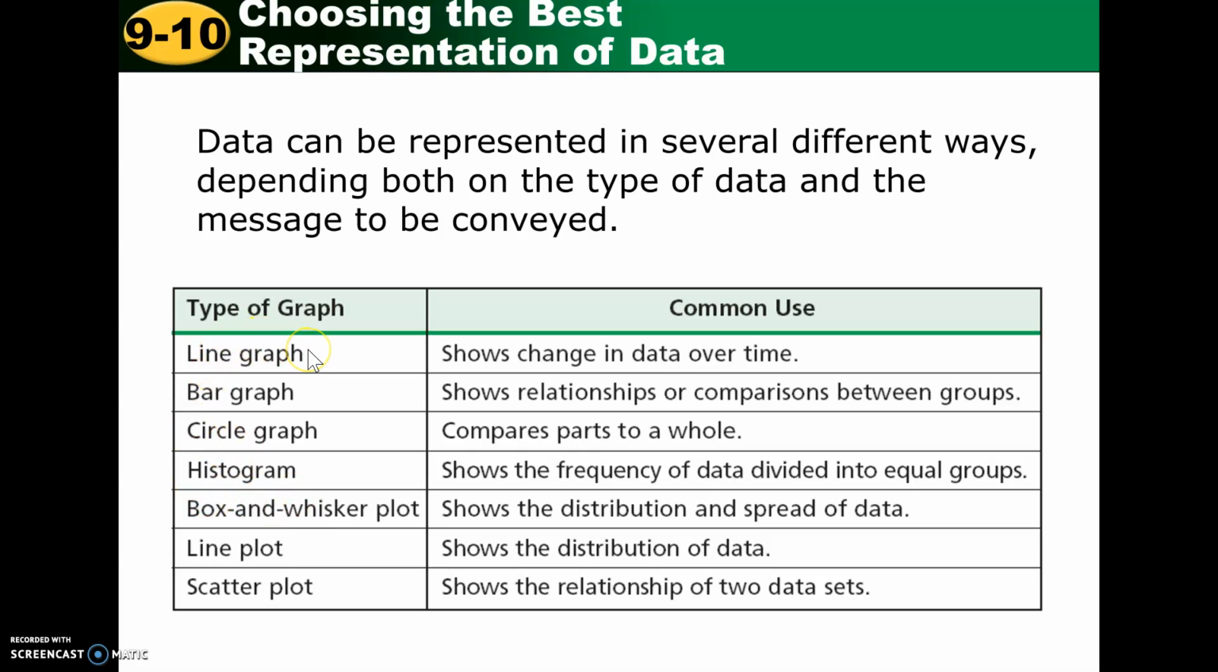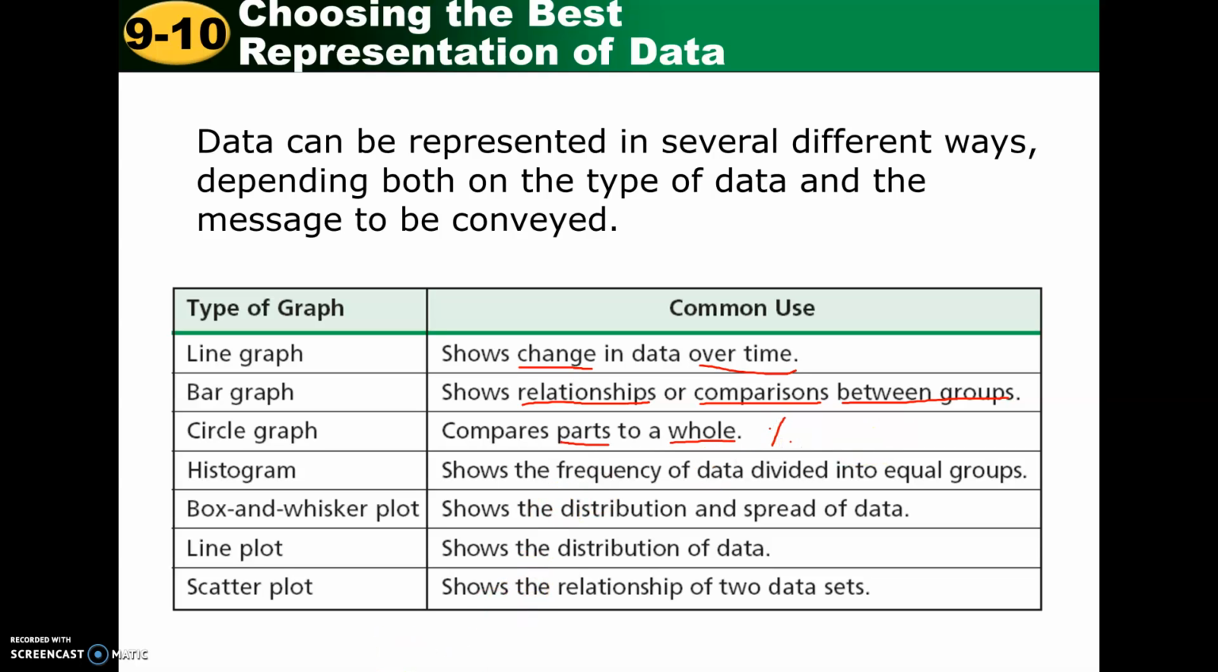So a line graph is best to show change over time. So in your notes, write line graph, and that is best to show change over time. A bar graph shows a relationship or comparisons between groups. A circle graph compares part to whole. You might also see percents for part to whole comparison.